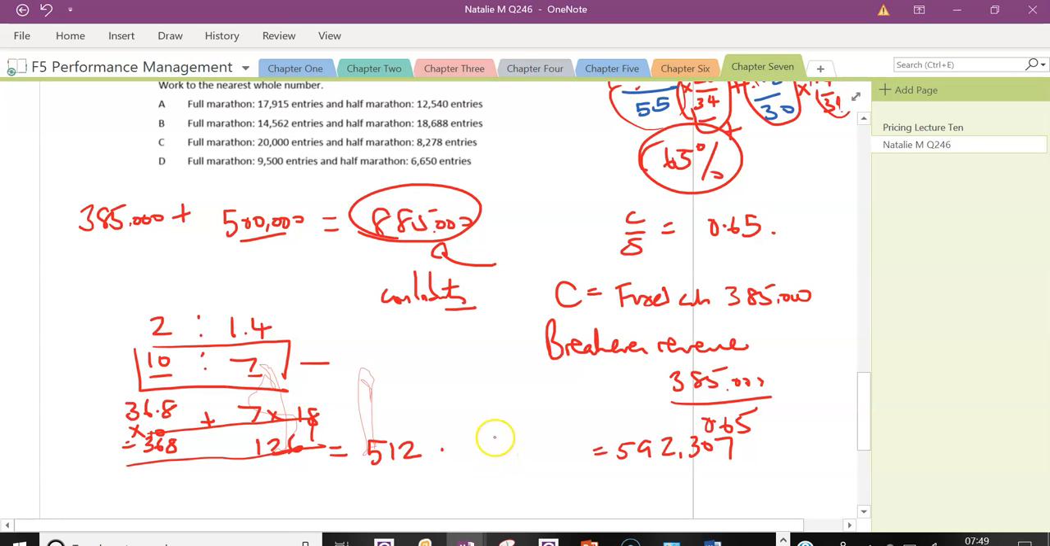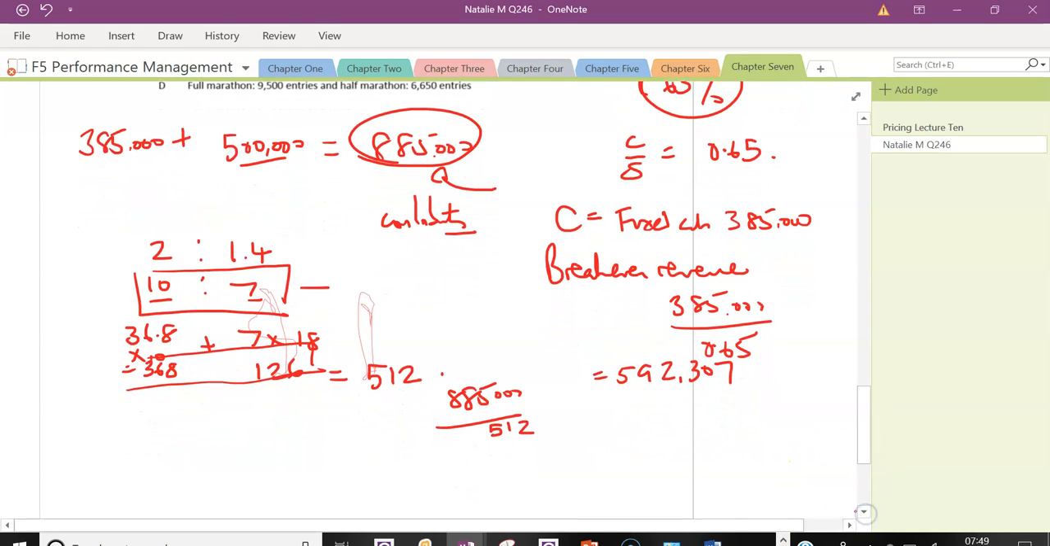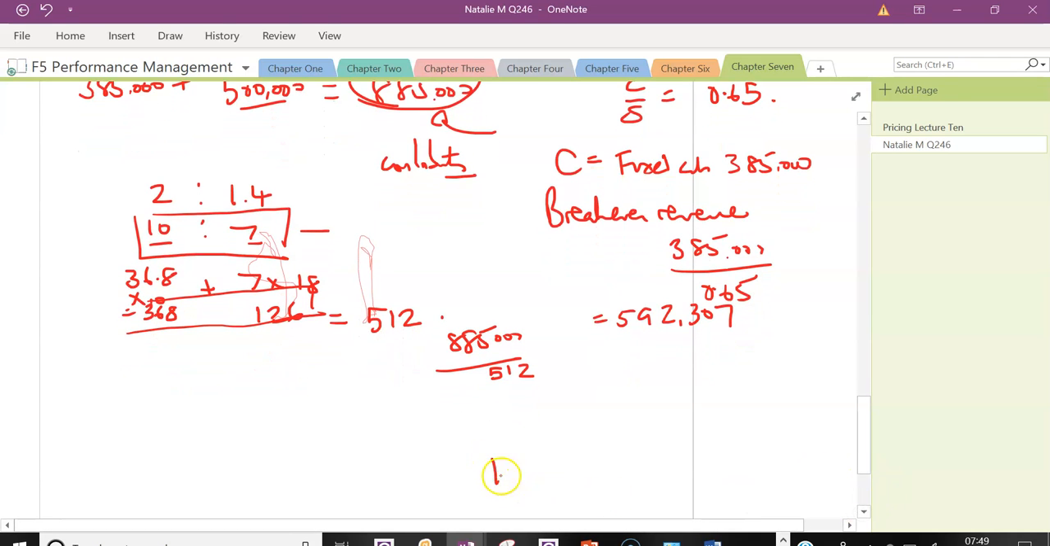So I'm trying to hit a contribution of 885. That's my contribution. So the question is, how many packs of these do I have to sell? This pack is giving me 512, so I literally have to sell 885 divided by 512, and that will tell me how many batches of 10 to 7s I have to sell. So I'll do that first. 885,000 divided by 512 tells me you have to sell 1728, or if you like, 1729 batches of these 10 to 7s.